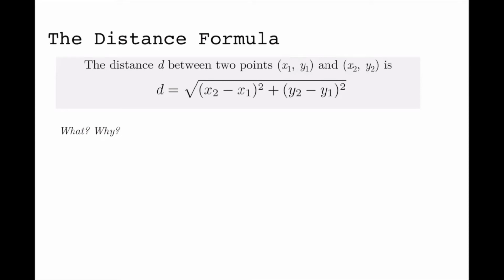A useful feature of the Cartesian plane is that we can talk about distance between 2 points that live on the plane. We do have a formula called the distance formula. The distance d between 2 points (x1, y1) and (x2, y2) is given by d equals the square root of (x2 minus x1) squared plus (y2 minus y1) squared.